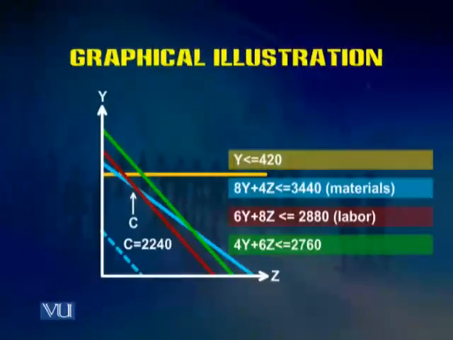Graphical illustration. The constraints are the same as we saw in the last session on materials and labor, and we also have the constraint of the production of Y, which is 420. So Y can't be more than 420 units. That's one constraint. The others are the labor and material constraints.